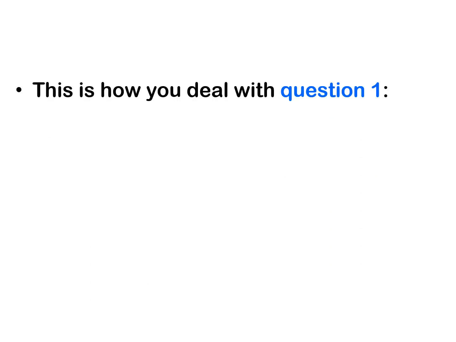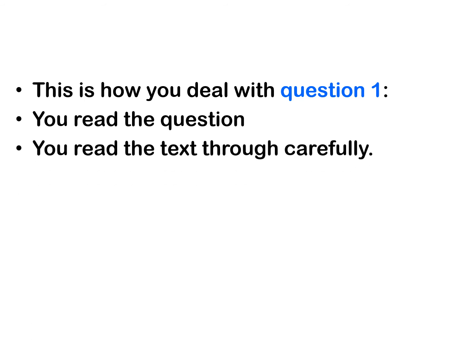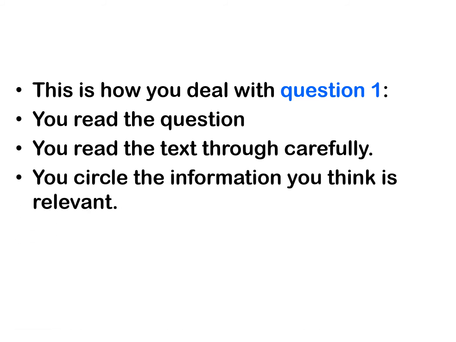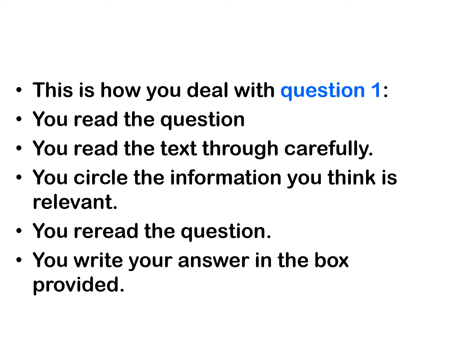This is then how you might go about answering question 1 on paper 2 for your English language exam. First off, you read the question, then you read the text through carefully, particularly the section of the text they want you to focus on. You circle the information you think is relevant. You reread the question just to check you've got exactly the right information. And then you write down your answer in the box or space provided. Normally in this part of the exam, it is the reading the question carefully that costs people the marks. They need to read it really carefully to make sure they don't make any mistakes.